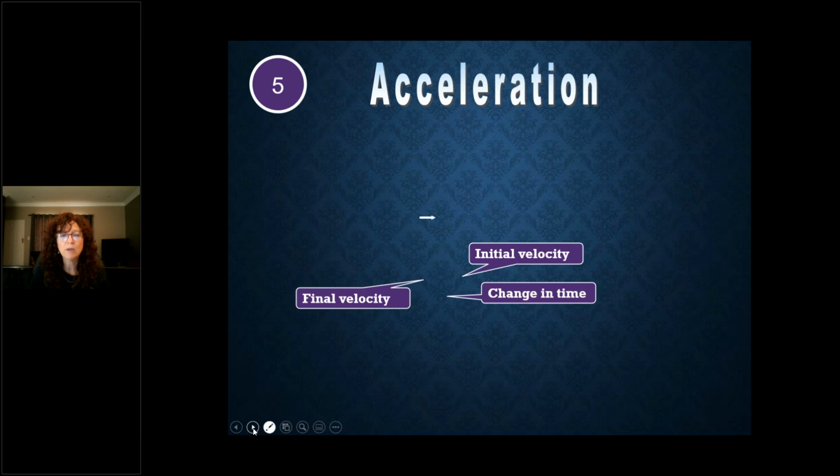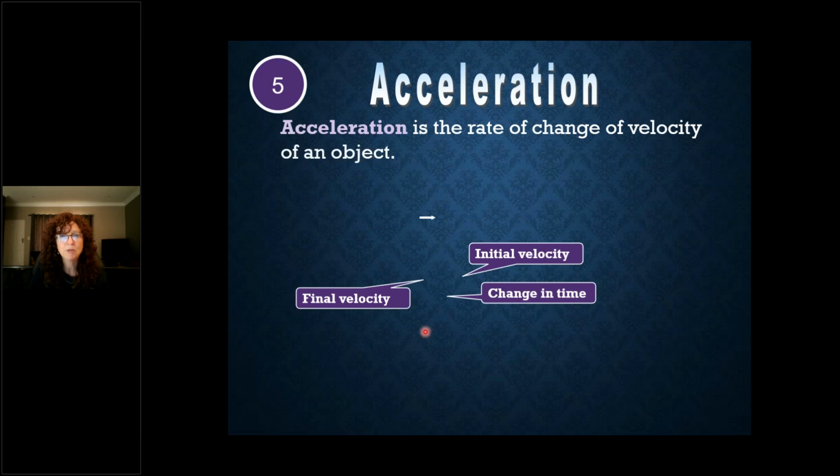All right, so acceleration. When we look at acceleration, we will see final velocity, initial velocity, and change of time. What does it say about acceleration? It's the rate of change of velocity of an object. Now, what is the rate of change? Change is delta of velocity. So delta V is V final minus V initial.